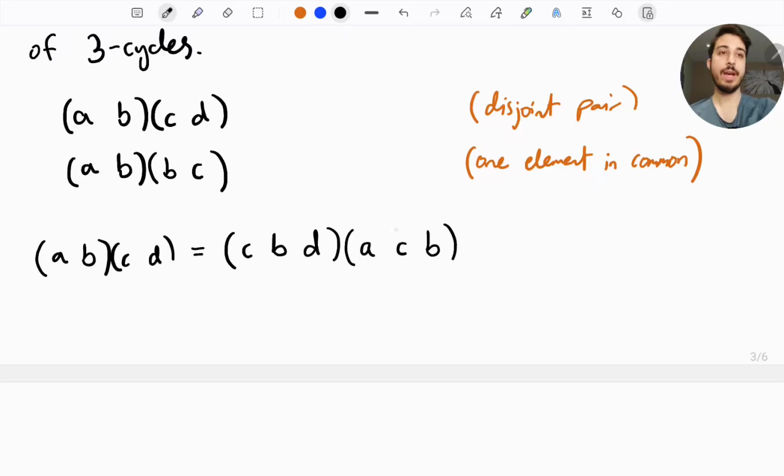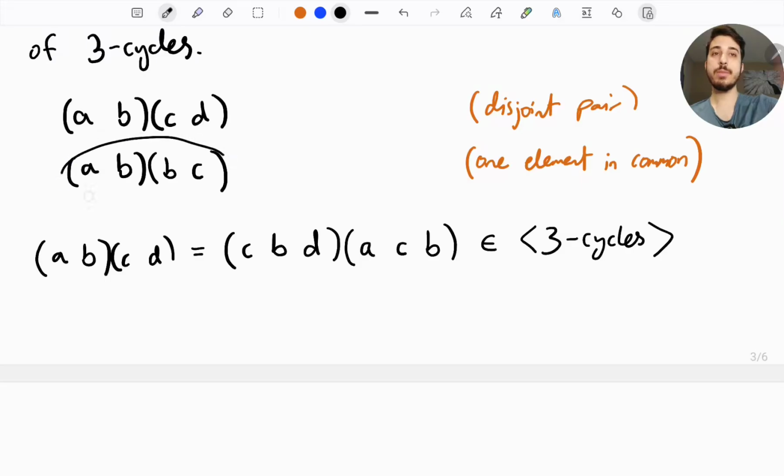For C, we have that C is sent to B, and B is sent to D. Therefore, C is sent to D. That is also correct. So this equality is valid, and we have just written this pair of transpositions as a product of 3 cycles. So this is included in the subgroup generated by the 3 cycles.